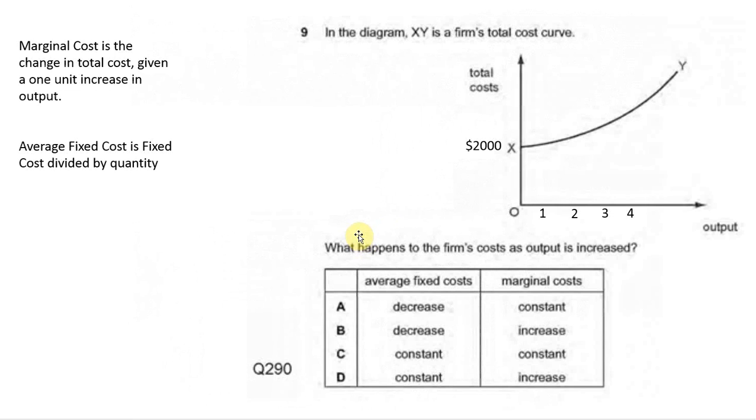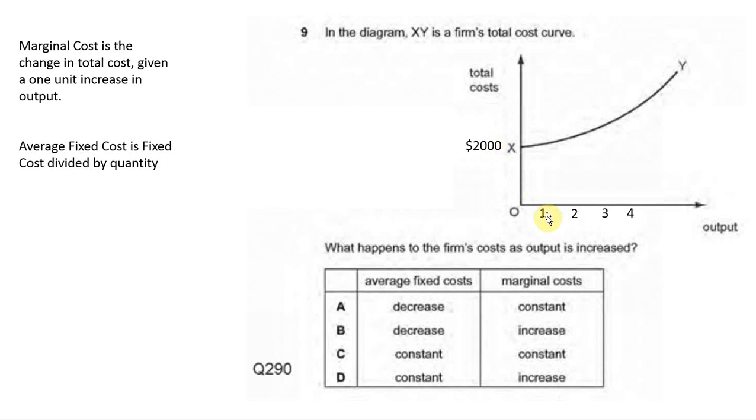The marginal cost is the change in total cost given a 1 unit increase in output. And the average fixed cost is the fixed cost divided by quantity. So in this example, I made the fixed cost equal to 2,000, this X here. So if the firm produces 0 units, the initial cost is 2,000. This fixed cost were the costs needed to establish a business, to buy property, to buy the basics, the fundamental things that they needed to build the firm.